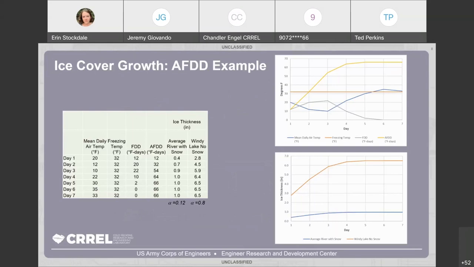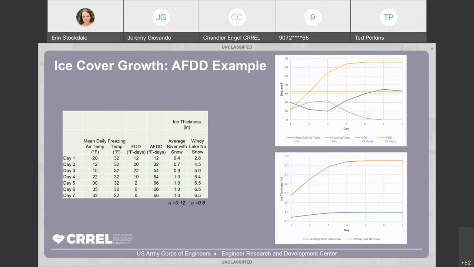So this is just a simple example I'll go through quickly here of using AFDDs to calculate ice thickness. On the first column of numbers there is a time series of average daily temperatures, which are then converted to freezing degree days by subtracting them from the freezing temperature, and this is in Fahrenheit. So we're subtracting from 32. So you can see the air temperature starts out at 20 degrees F and then dips to 12 and then 10 the next day. So we end up with 12, 20, and 22 freezing degree days for each of those first three days. So those add up cumulatively to 54 accumulated freezing degree days after 3 days.